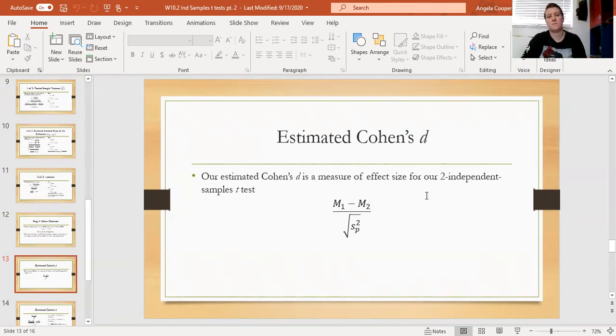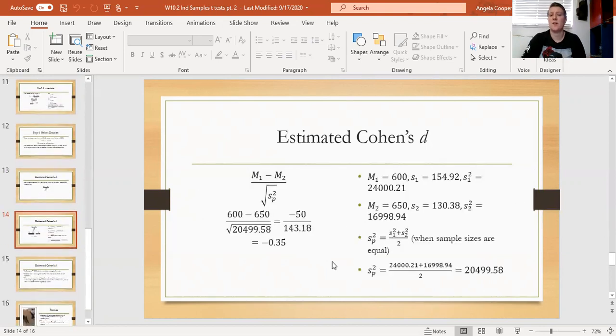So Cohen's d, you're just subtracting one mean from the other and dividing it by the square root of the pooled sample variance. Again, that's what that s squared p is, the pooled sample variance, and the square root of that. So if we plug in the numbers from what we did, and if you've been taking notes, which I highly encourage you to do, you can see that this pooled sample variance is what we got from the problem that we just did about the fast and slow eaters.